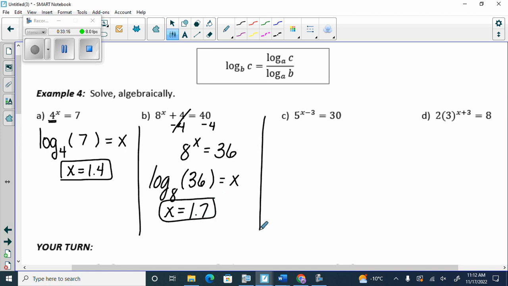Now, is it always to the nearest tenth? I'm telling you today to do the nearest tenth. But what if I tell you to the nearest hundredth and you give me to the nearest tenth? Wrong. Wrong.